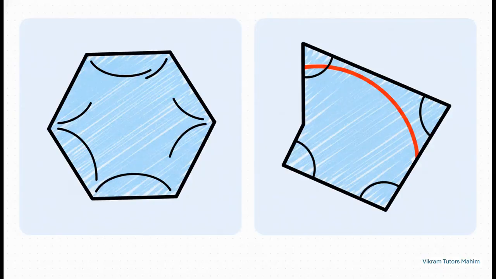So the first big way we split up polygons is by looking at their angles. A convex polygon, well, it kind of bulges outwards. All its corners point away from the center. But a concave one, as you can see, it caves in on itself. It's got this dent where at least one of the inside angles is bigger than 180 degrees.